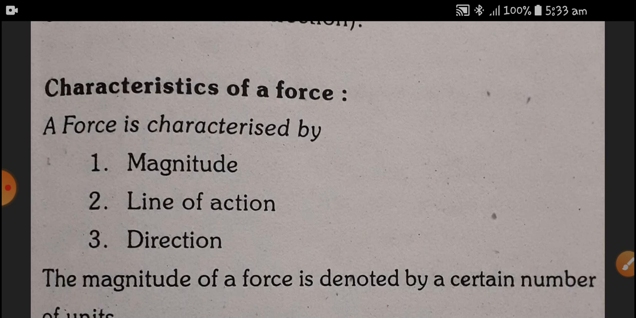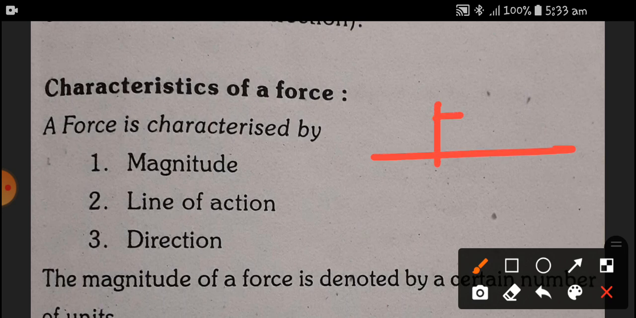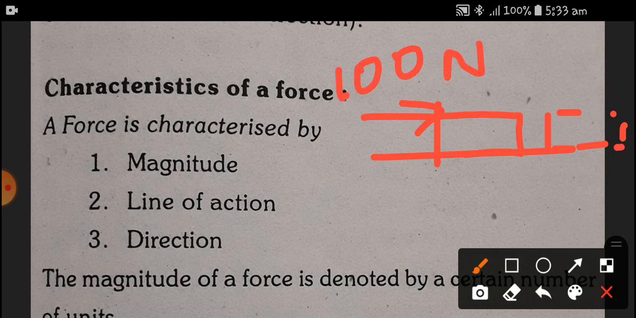Magnitude of the force is denoted by a certain number. As I said earlier, if I want to move an object from here to here, I am applying a force. If I say 100 Newton, this is the magnitude.